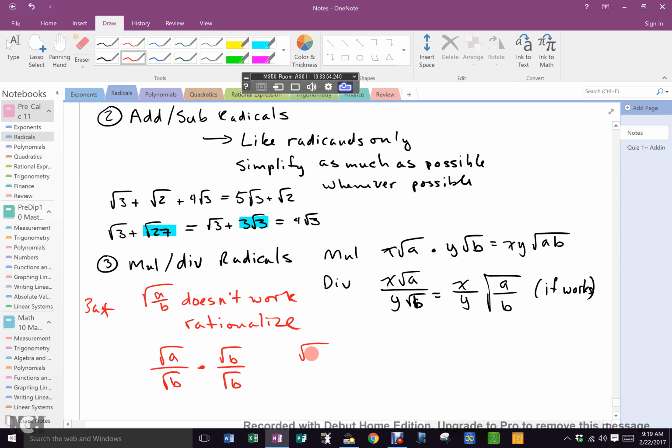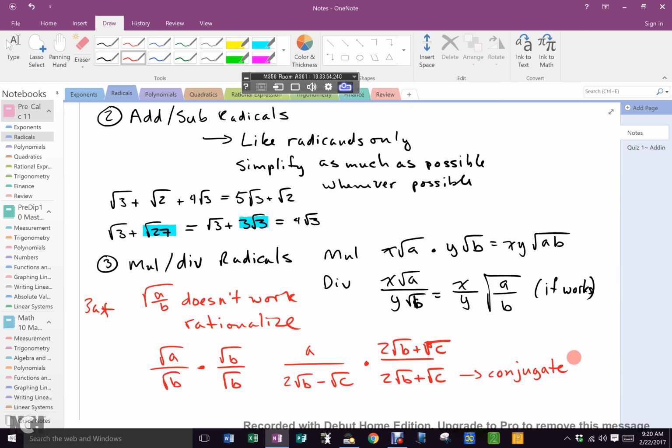If I have a over 2 root b minus root c, then I got to multiply it by 2 root b plus root c. This is called the conjugate. Because remember, on your test, I might ask you, what is the conjugate? Some of you will say, I never taught you. Fortunately, I have video evidence and graphical evidence of teaching you the first time and now reviewing it a second time.